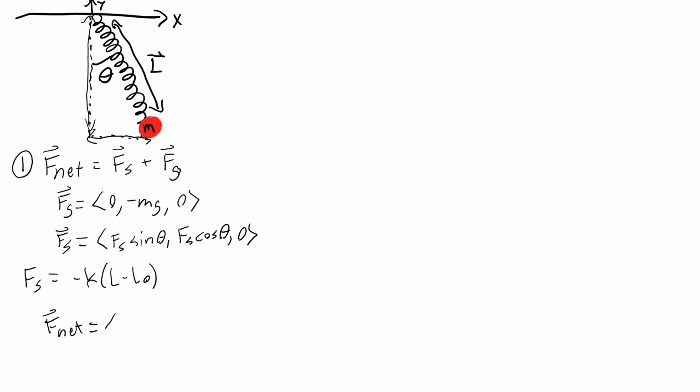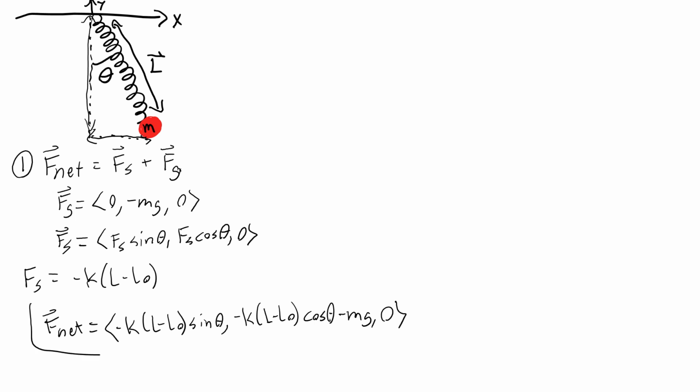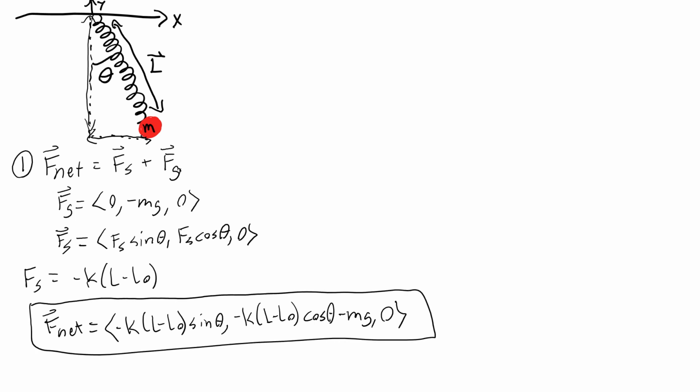So as a vector, the only thing acting in the x direction is the spring force. So we're going to have negative k (L minus L naught) sine theta in the x component. Then the y is going to be negative k (L minus L naught) cosine theta, minus mg, because we do have that gravitational force, and of course nothing in the z. So that is it for the first part. Pretty simple. And moving on to the next part, number 2.